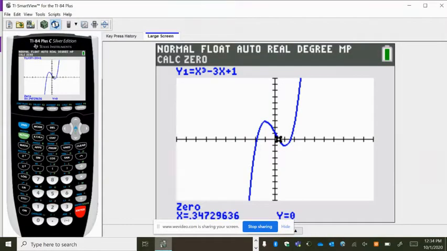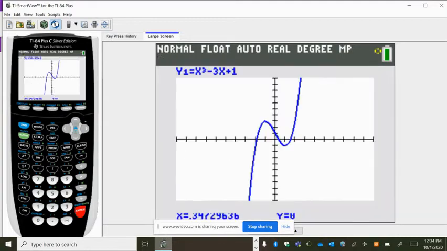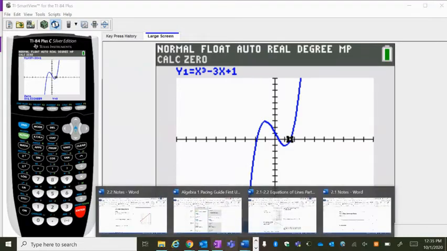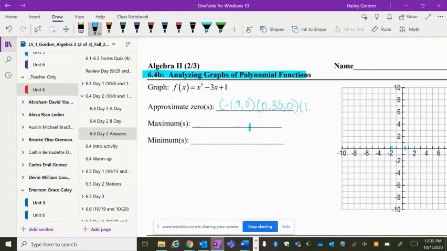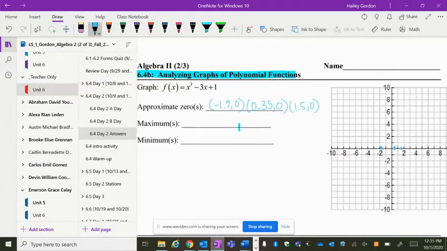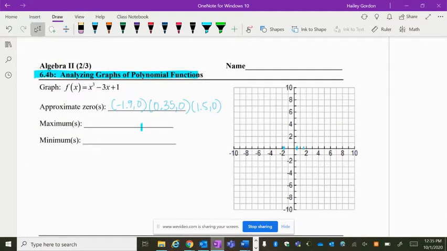And then we have one more. Second trace down to our 0. We're going to move over a little bit. Now we are left of it. Move over to the right of it. Hit enter twice. And that is 1.50. And we'll graph that one. Okay. So at that point, we have our 3 zeros, but we can also find our maximum and minimum.